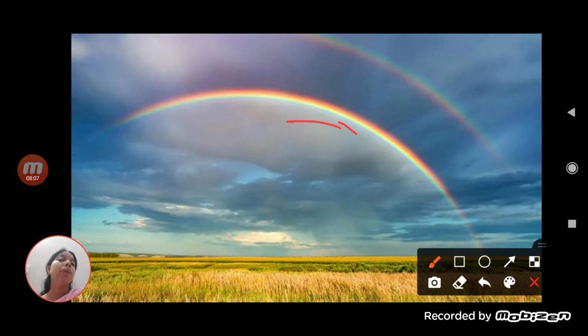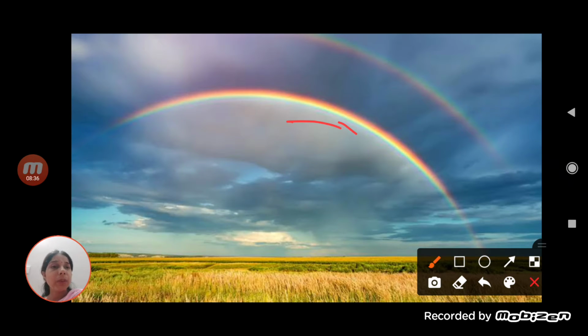What happened here is that when white light, the sunlight, falls on the water droplets, you know that this happens after rainfall. After rainfall, there are water droplets which remain suspended in the environment. So when white light falls on the water droplets, it gets split into the seven colors, and this is how a rainbow forms.